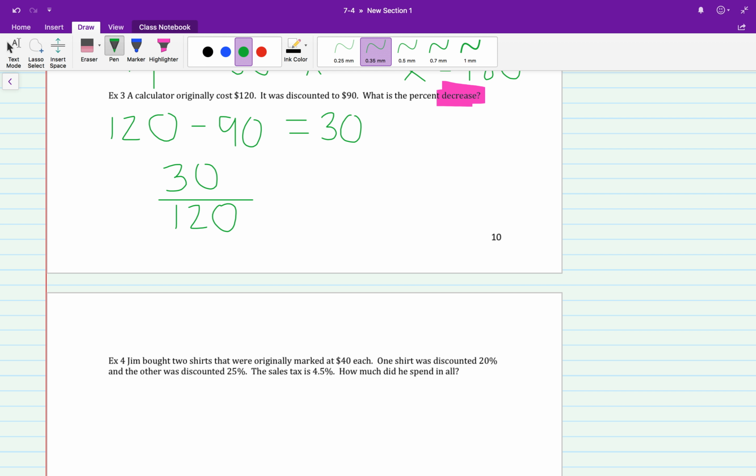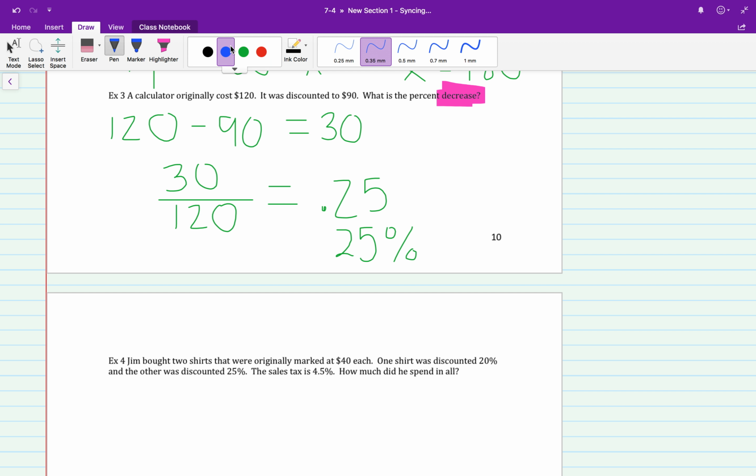The percent is dividing. Remember, it literally means per 100 or divided by 100. So I can divide here. So 30 over 120 gives me 0.25 or 25%. And it did ask me for the percent decrease, so I'm going to write it as a percent. So that's one way we could work this problem.